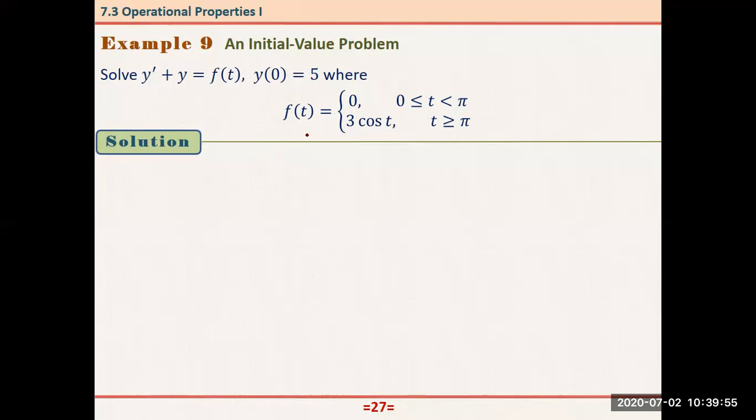to 0, where f of t is a piecewise defined function. When t changes from 0 to pi, the value of the function is 0. And when t is greater than or equal to pi, it is equal to 3 times cosine of t. Okay. And since, as you know, this is all about using the unit step function, and that is a piecewise defined function, first we will express this f as a single function here. And you know that with the help of the unit step function, we can do that, right? From 0 to pi, it's equal to 0. And after that, it's equal to 3 times cosine of t.